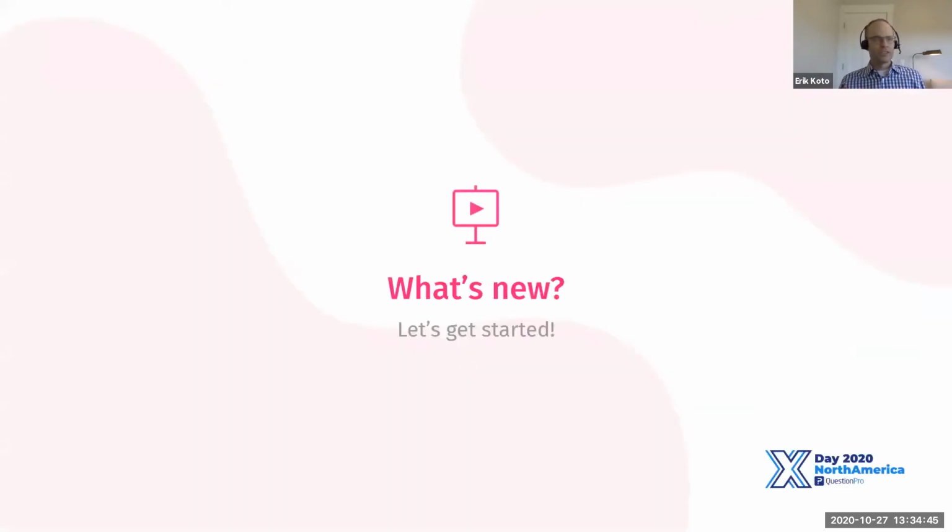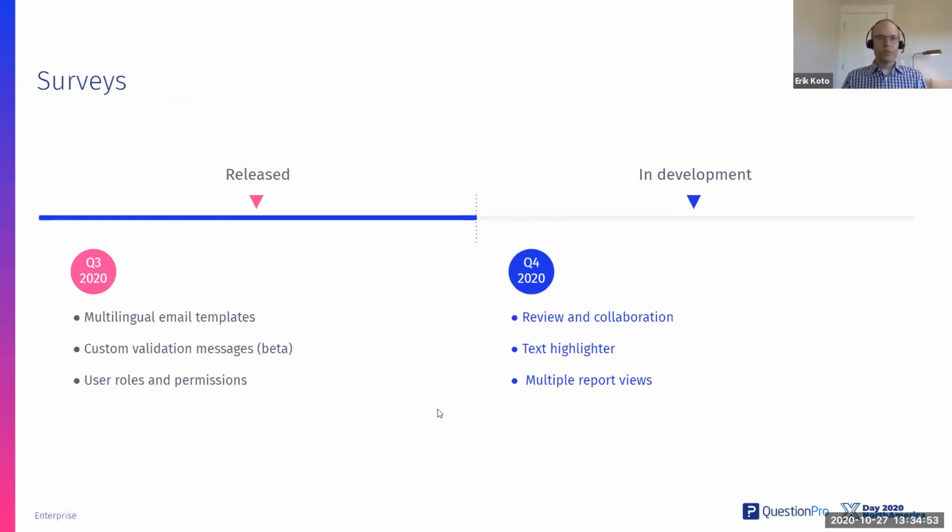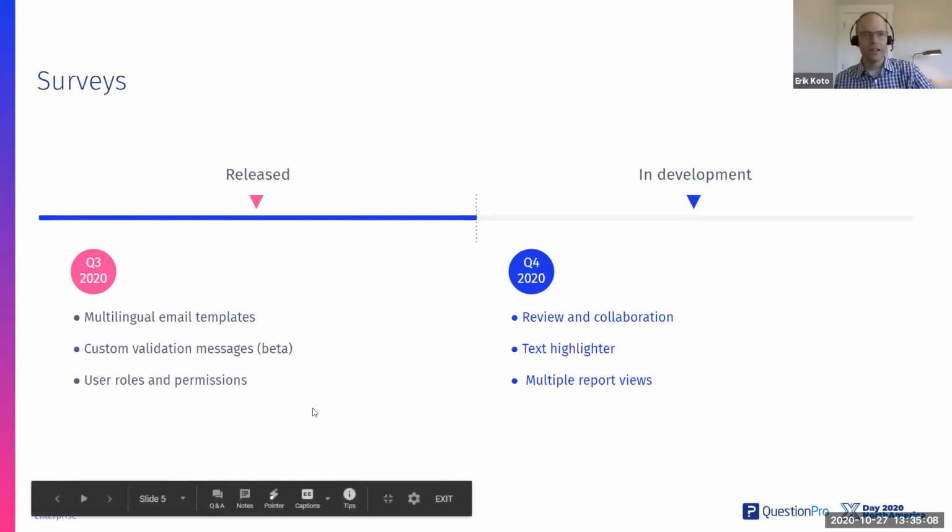So let's get started. What's new on the course surveys platform? A few things we're going to run through. We're going to start with what has recently been released. Now, these have come out in Q3, so all these things are live, although a couple of the features you'll see there are still in beta. So some of our customers have access to them as beta testers. They will be rolling out very soon for the rest of you.